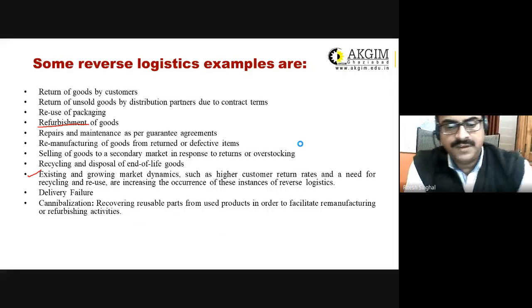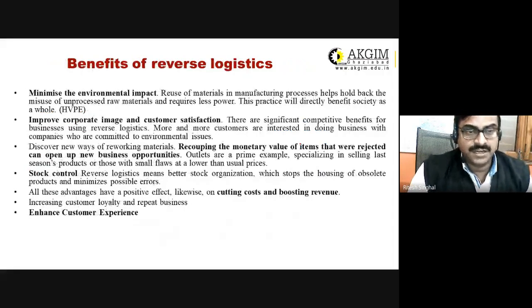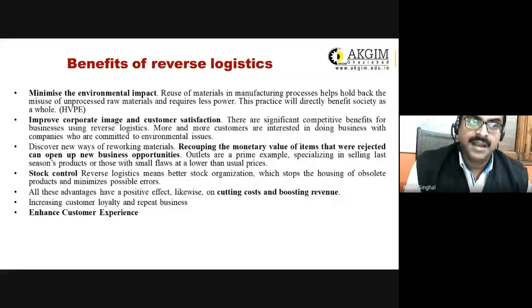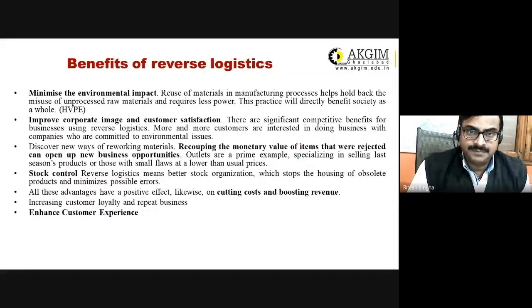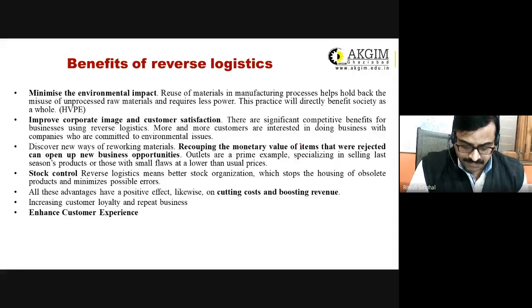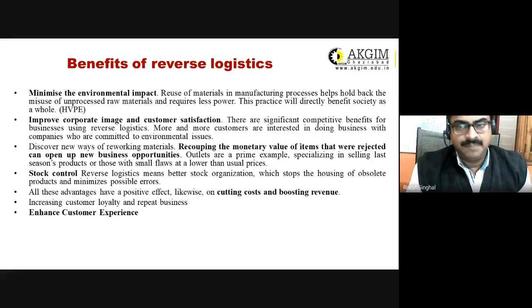So what are the benefits of reverse logistics? Obviously there are benefits. Number one benefit is minimizing the environmental impact. When you start talking about reusing something or refurbishing something, remanufacturing something from the old one, obviously you are giving something to the society, benefits to the society. So minimum environmental impact, obviously, number one.